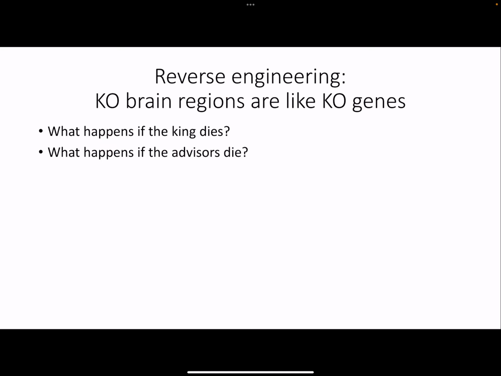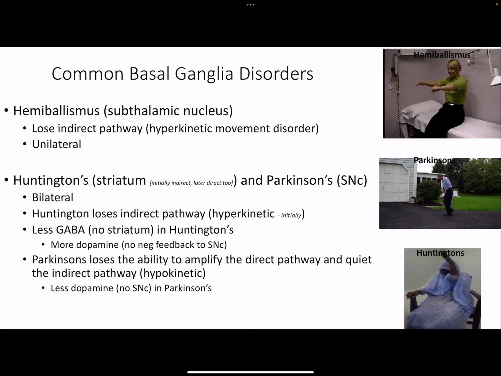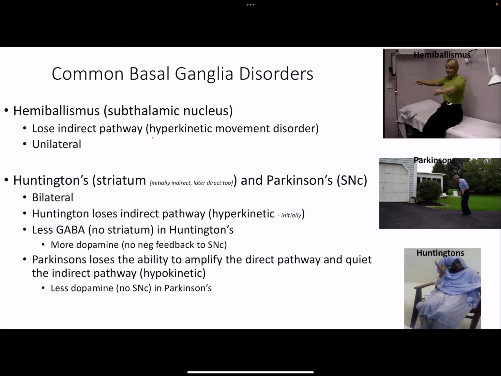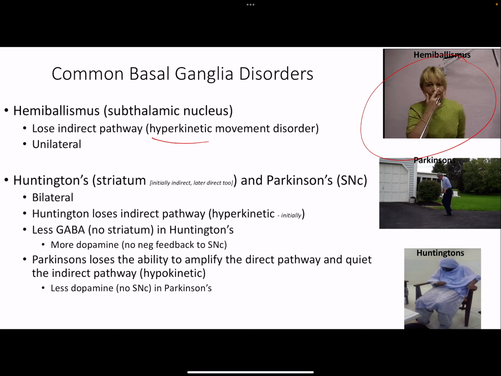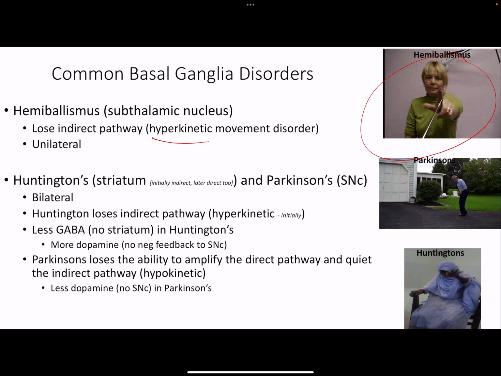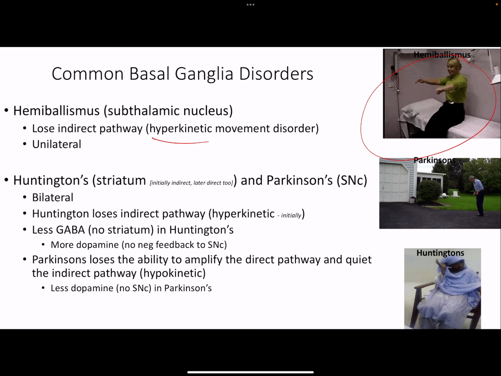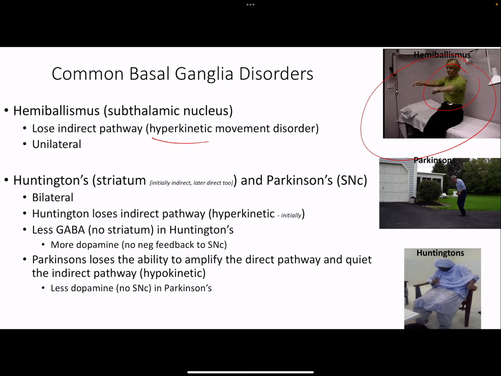Well, it just depends on which part we're talking about. So 3 common ones: hemiballismus. If you go ballistic, it's kind of like you're moving a lot, and we get this hyperkinetic movement disorder, which you can see here. And so remember that the subthalamic nucleus is part of the indirect inhibiting pathway. And so if you're taking out part of the inhibiting pathway, you're going to get more movement, which is exactly what we see right here.